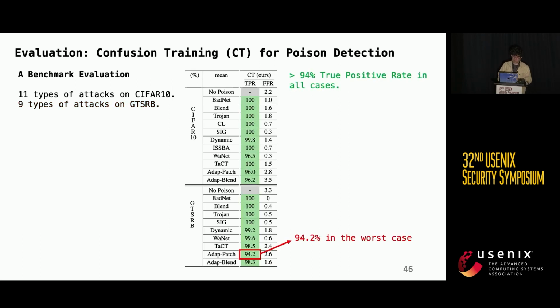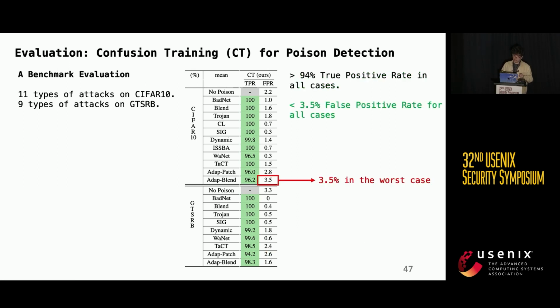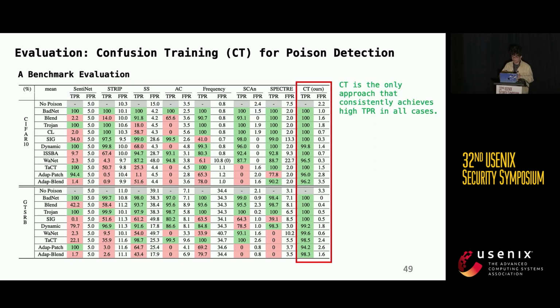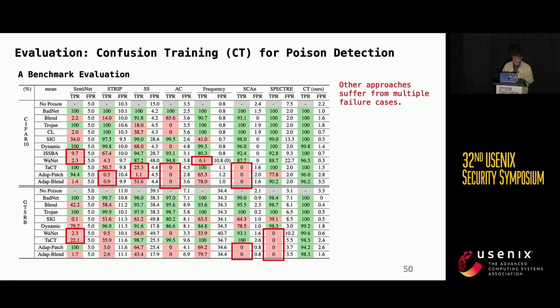It's very interesting to see that we find the confusion training is quite effective and robust. We consistently achieve over 94% true positive rate in all cases. And also, in the worst case, we find that the false positive rate is bounded within 3.5%. And also to show the advantage of our approach, we compare with 7 other poison detection approaches. We find that only our approach can consistently achieve a high TPR in all cases. And you can see in other cases, indicated by the red block, they will suffer from some failure cases.